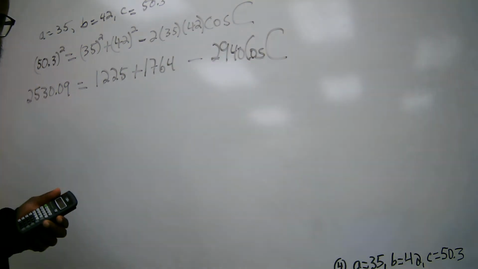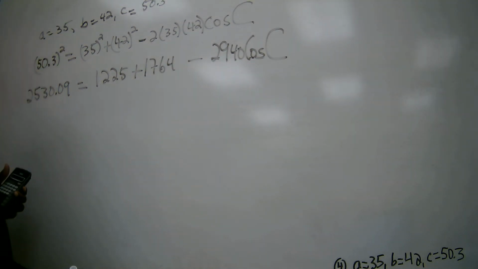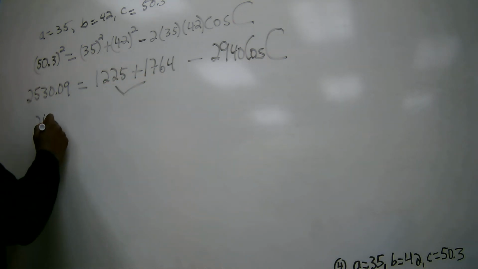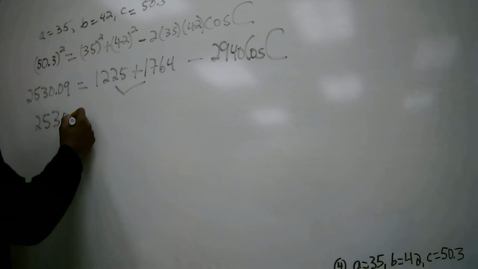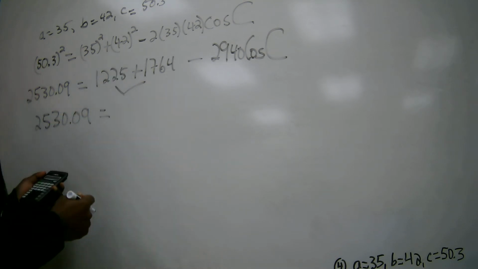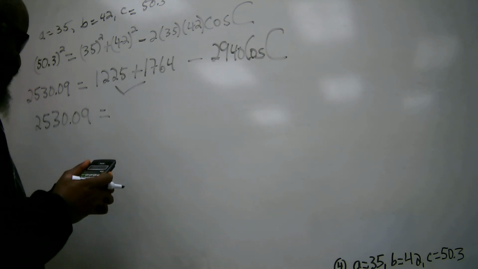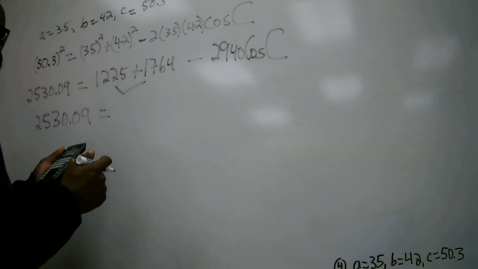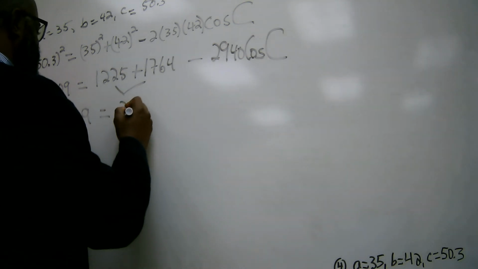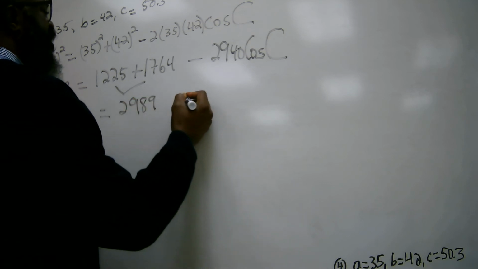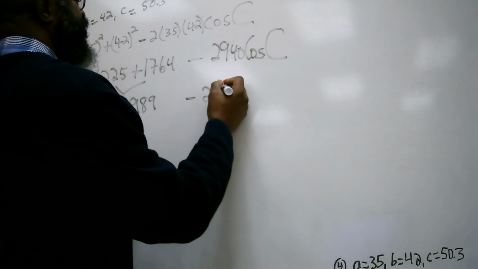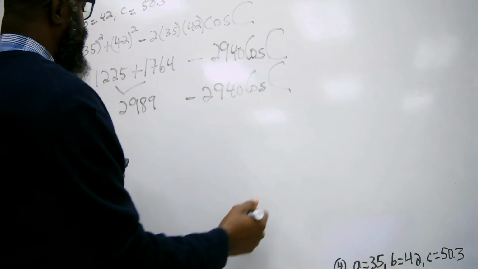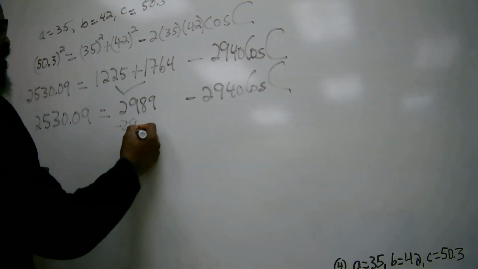Then I'm going to continue with my order of operations. So remember, we have to add those two numbers. So you will have 2,530.09. Then we're going to add 1225 plus 1764, which gives me 2,989 minus 2,940 cos C. Order of operations, I'm going to subtract 2,989 from each side.